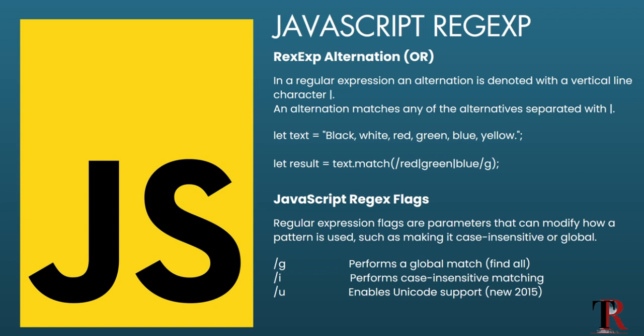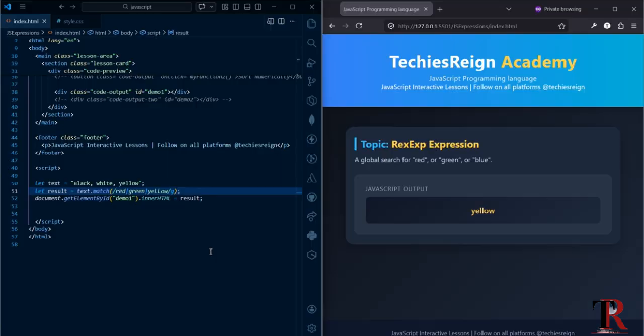So regular expression flags are parameters that can modify how a pattern is used, such as making it case insensitive or global. From this example, you can see that at the end of this search there is a G flag, which is indicating to JavaScript that it should perform a global search on everything that is contained as the element of the variable. And that is why when red, green cannot be found, it picks yellow, which is available as part of the elements of the variable.